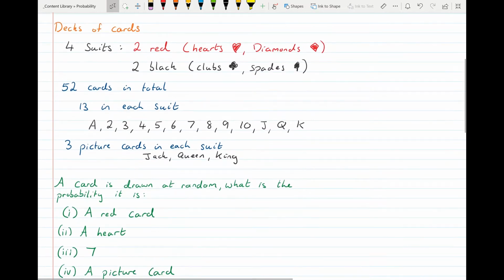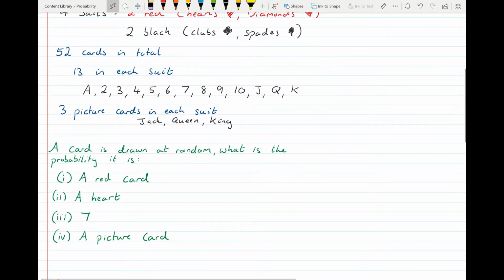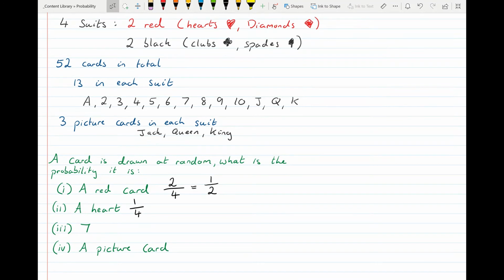Right, there are 4 suits. 2 of them are red, 2 of them are black. So the probability that it is a red card, well, there are 4 suits and 2 of them are red. So it's 2 over 4, and that can simplify to 1 over 2. So half of the cards are red. So the probability that it's red is a half. That it's a heart. Well, there are 4 suits and only one of them is hearts. So that means 1 over 4 is the probability that it's a heart, or a quarter of the cards.